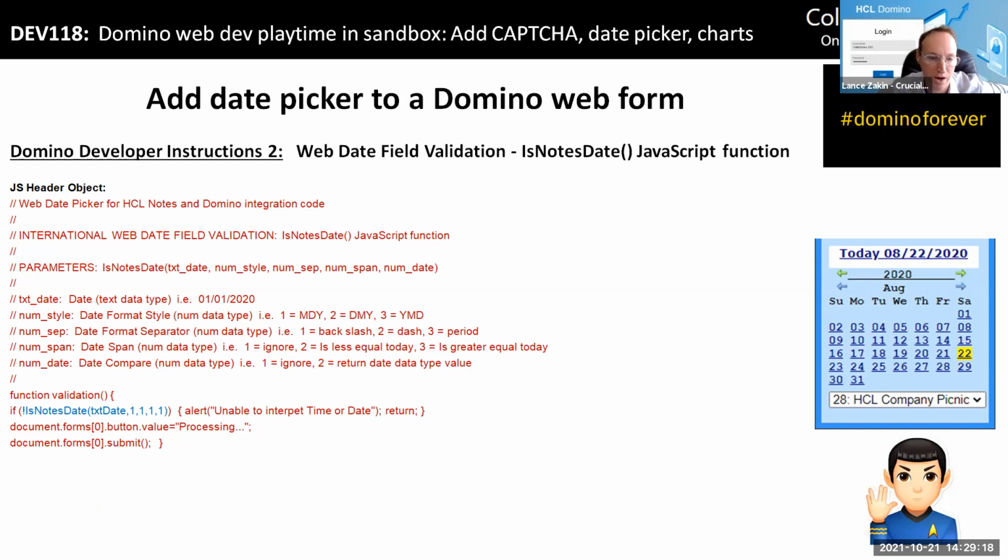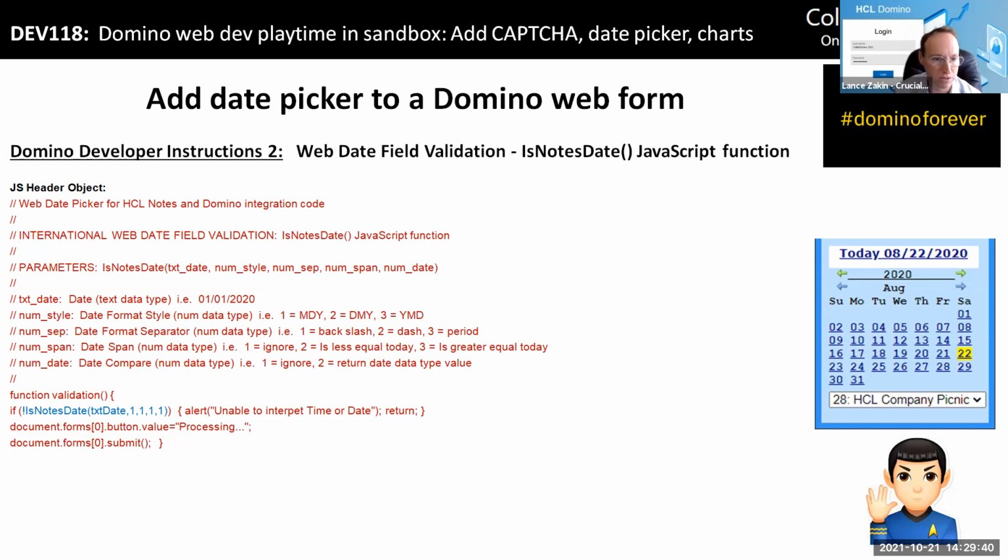You could compare the date to see if it's equal. You could ignore. You could do is less equal than today, is greater than today. There's another date comparison you could ignore. You could return the data type value to the JavaScript or whatever you want to do with it. Just some extra features just in case you want to get advanced.